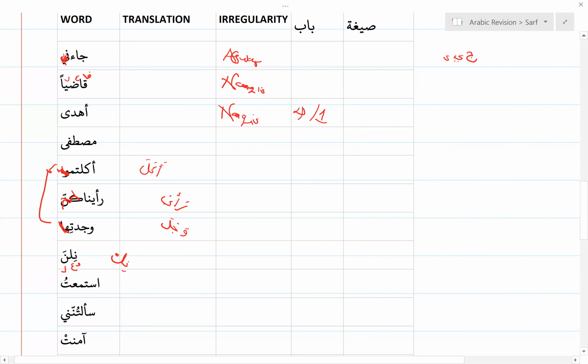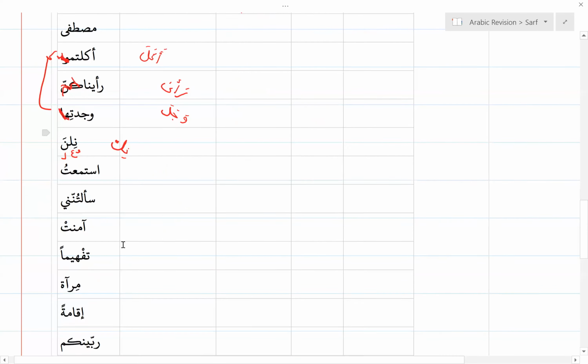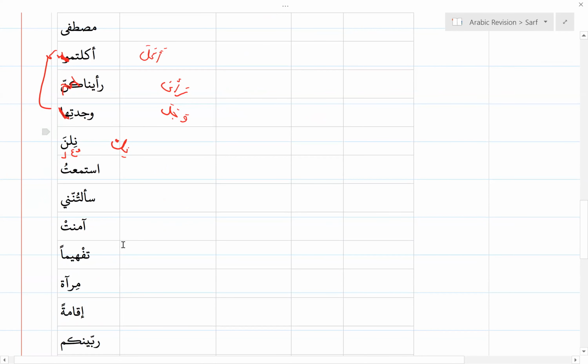How do I handle Mithal? Mithal does not like disgusting sounds, so I'm going to make sure I avoid disgusting sounds. So that's how you do Wajada yajidu. Yes. Wajada yajidu, not yawjidu, yajidu.